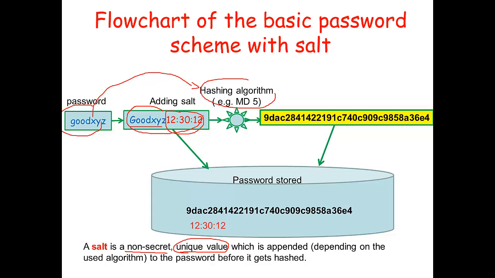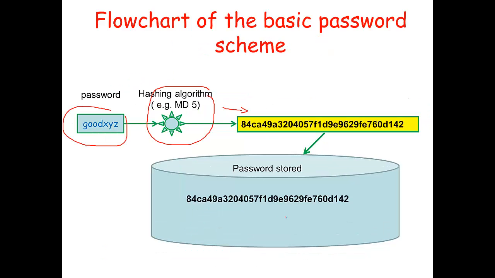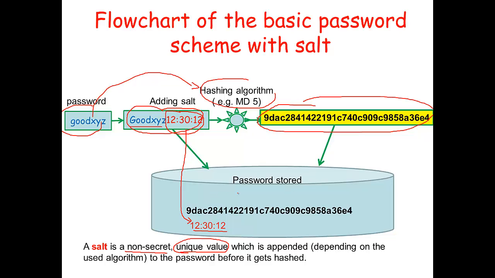Then you get a new sequence. This sequence will be sent to the hash algorithm, then you get the hash code. After that, the hash code will be stored in the password file. Also, the password file will include the salt. In the original scheme, we just have the hash code. But in the scheme with the salt, there are also salt values stored in the password file. Why do we put salt here?